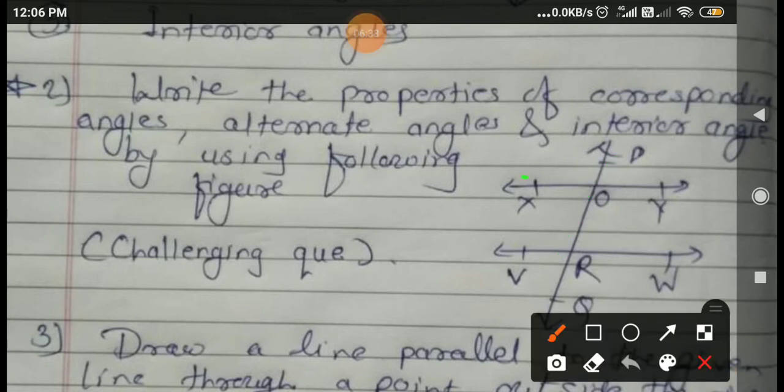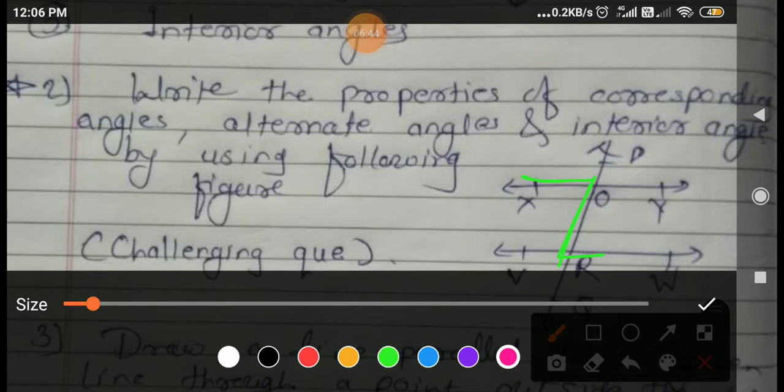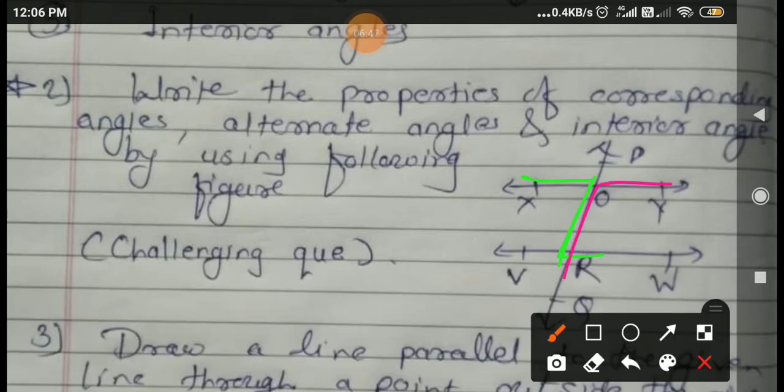And if XOR is congruent to YORW, and YOR is congruent to VRO, these two angles are congruent to each other. Any one pair from these four pairs, if congruent, then the lines are parallel. If lines are parallel, the angles are congruent. If lines are not parallel, they are not congruent.